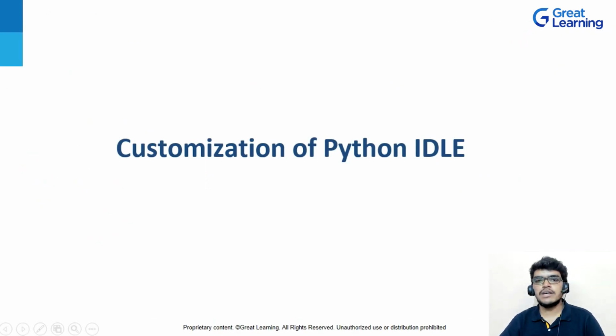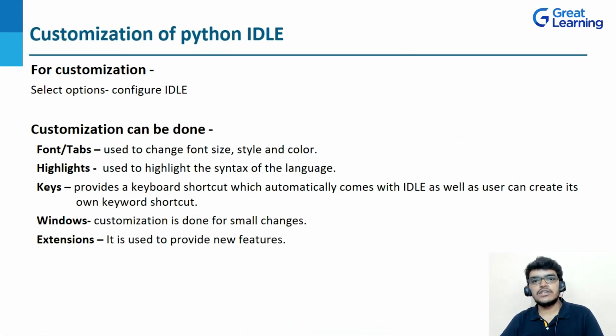Now let's see the customization of Python IDLE. For the customization in Python IDLE, I will go on the option menu, select the option and then click on configure IDLE. The customization can be done in fonts, highlight, keys, windows and extensions. Now coming to the font/tabs, it is used to change the size, color and the font style also. Now what about highlight? As I told you, Python IDLE has a feature of syntax highlighting also, right? So it is used to highlight the syntax of the language.